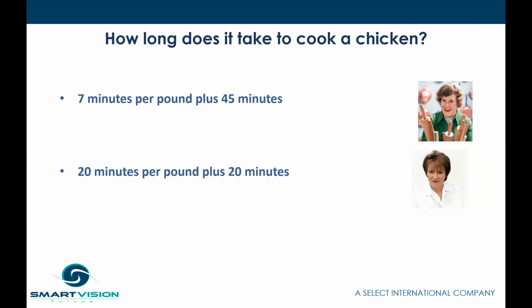It turns out that there are little formulas out there that help you know how long it takes to cook a chicken. If you're Julia Child, it's 7 minutes per pound plus 45 minutes, and if you're Delia Smith, it's 20 minutes per pound plus 20 minutes. And these are under certain conditions. I don't know what gas mark or temperature.